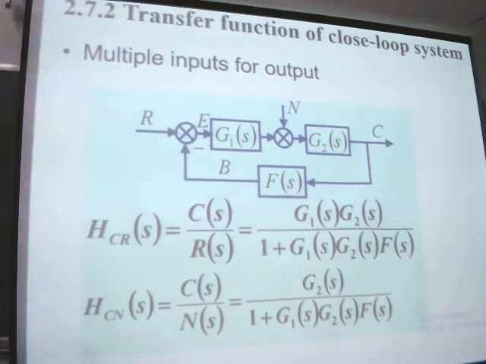So the transfer function of R is C(s) by R(s), and the transfer function of N is C(s) by N(s). So we can see here G1 and G2 are the gains, and F(s) is the feedback. So these are the transfer functions of R and N. There are two transfer functions.